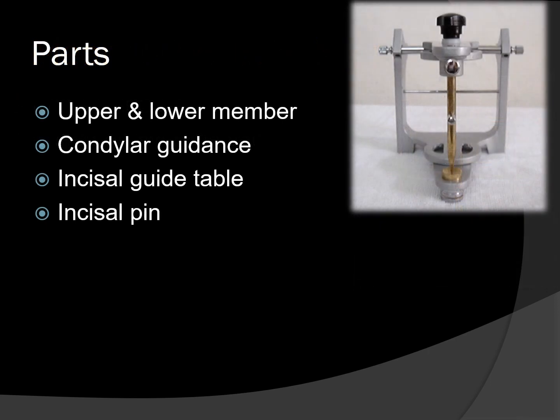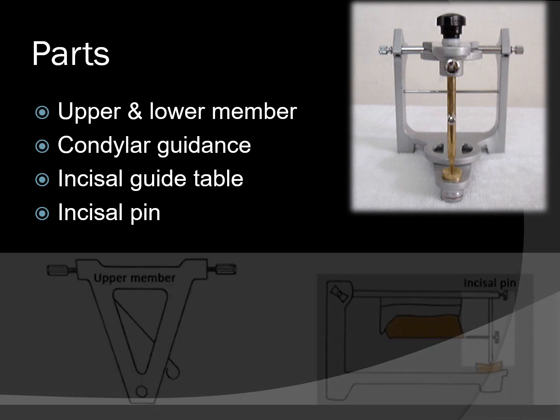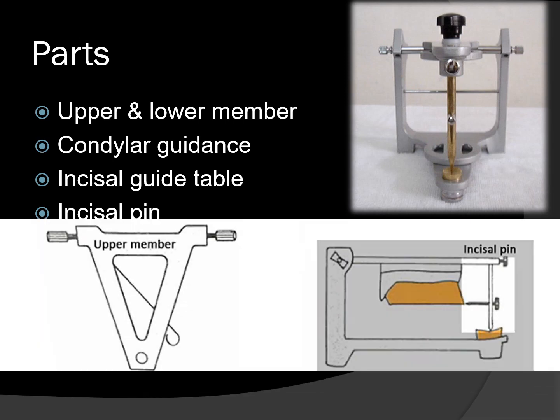Coming to the parts of a mean value articulator. Basically, the important parts are the upper and lower member, where the upper member represents the maxilla and the lower member represents the mandible, the condylar guidance, the incisal guide table, and the incisal pin. We know that the upper member is a triangular frame with the base of the triangle placed posteriorly. So this is a triangular frame, and the apex of this triangle consists of a provision to accommodate the vertical rod or the incisal pin, and also there is a thumb screw to lock it into position.